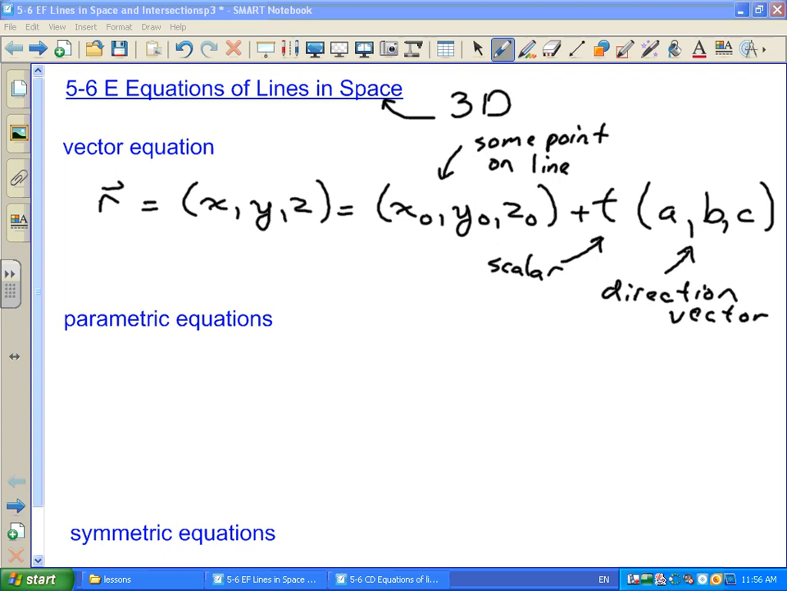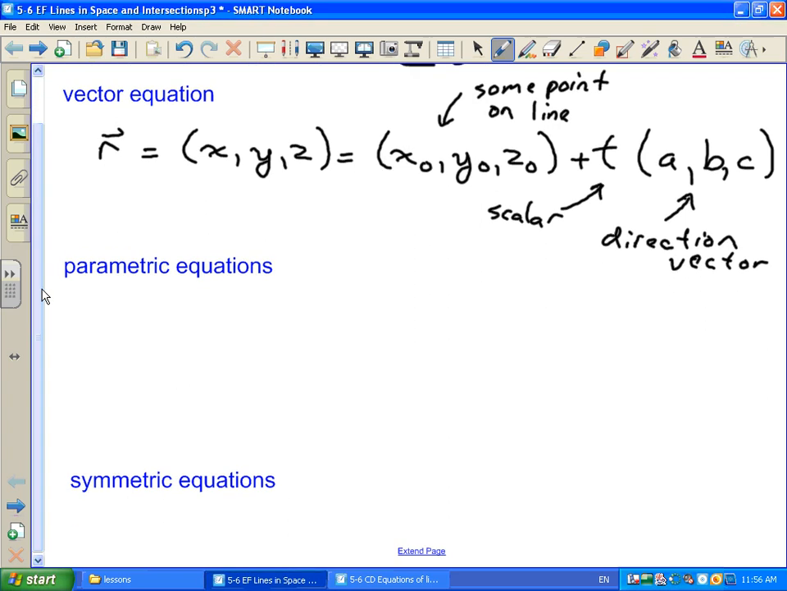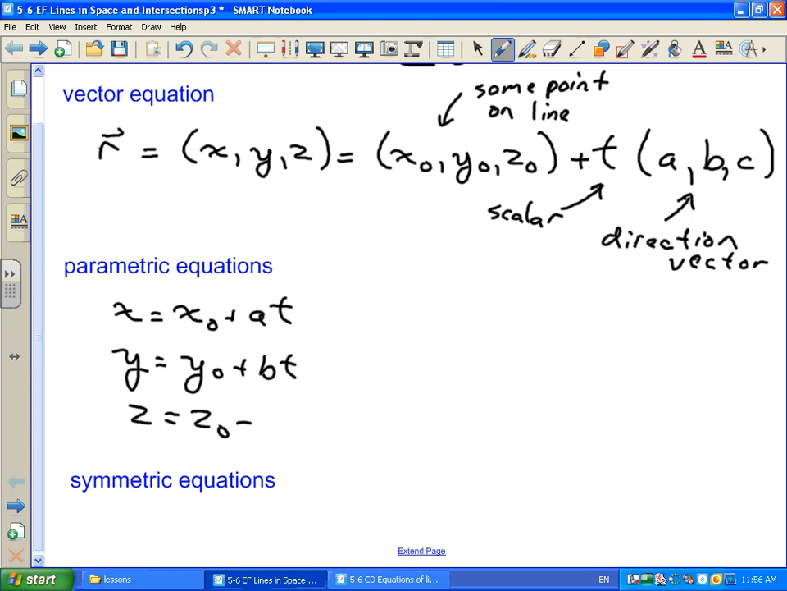Just like we did in 2 dimensions, we can take our vector equation and separate it out into our parametric equations. Instead of having 2 parametric equations, we're going to have 3 this time. So we take out our x component, we get x naught plus a times t. Our y is going to be y naught plus b times t, and our z is going to be z naught plus c times t. So 3 parametric equations for this line.